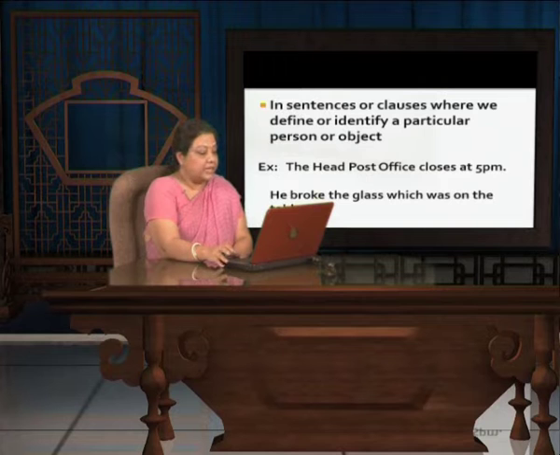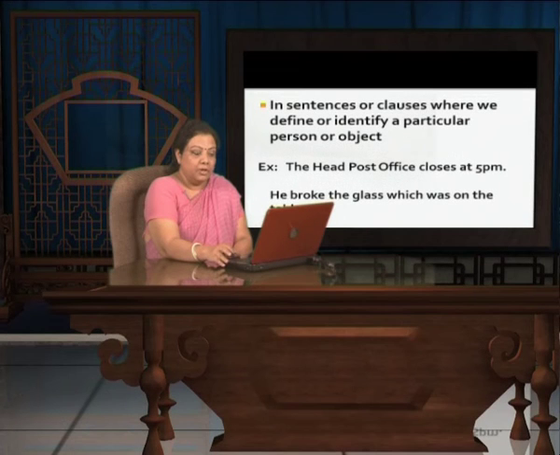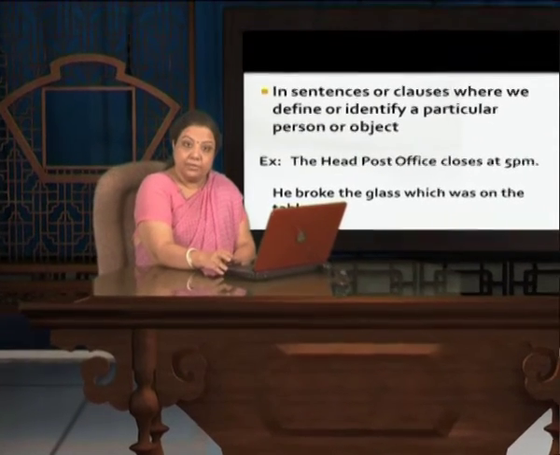Next situation, let's see, in sentences or clauses where we define or identify a particular person or object. Example, the head post office closes at 5 p.m. He broke the glass which was on the table. So, you can identify the glass which was broken. Where was it lying? It was on the table.